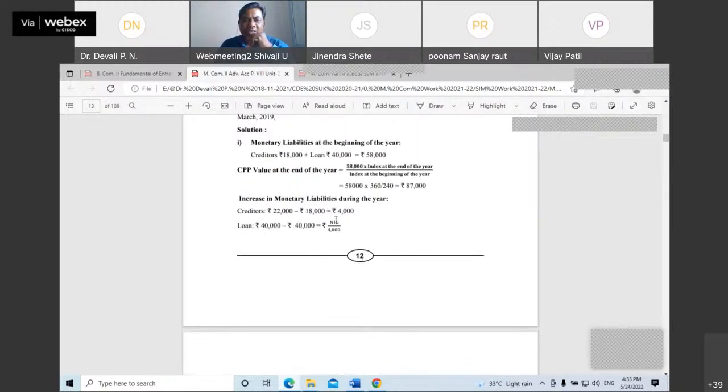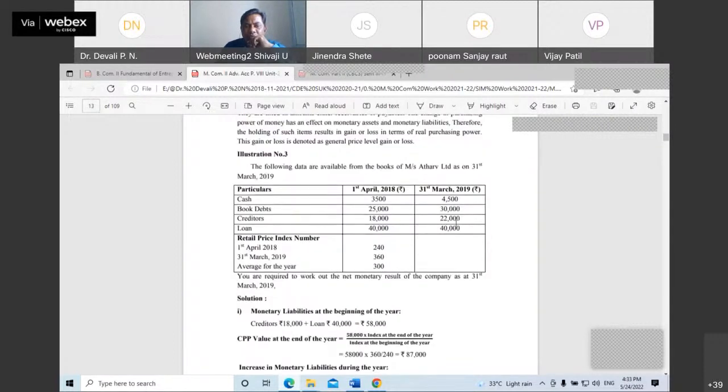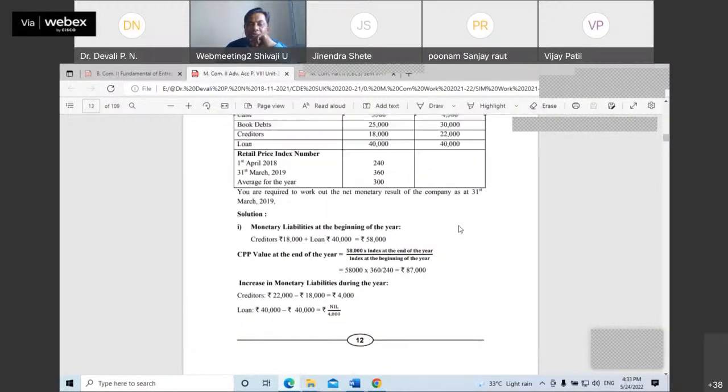Now see here, increase in monetary liability during the year. We can calculate here. What happens here? Creditors are 22,000 and loan is also 40,000. Only in creditors do we find an increase. So creditors of rupees 22,000 at the end, we have to deduct the beginning price, 22,000 minus 18,000. We are getting here 4,000 rupees.